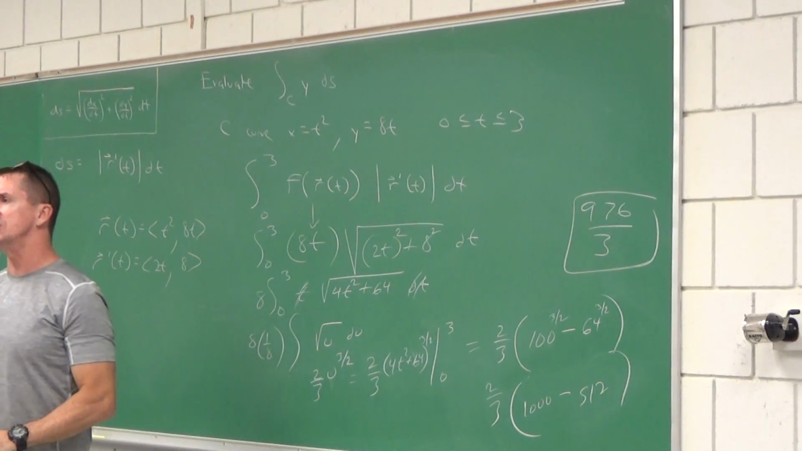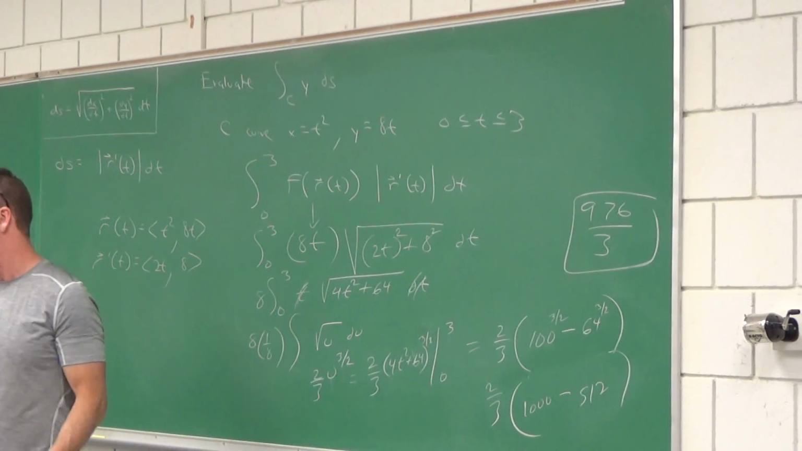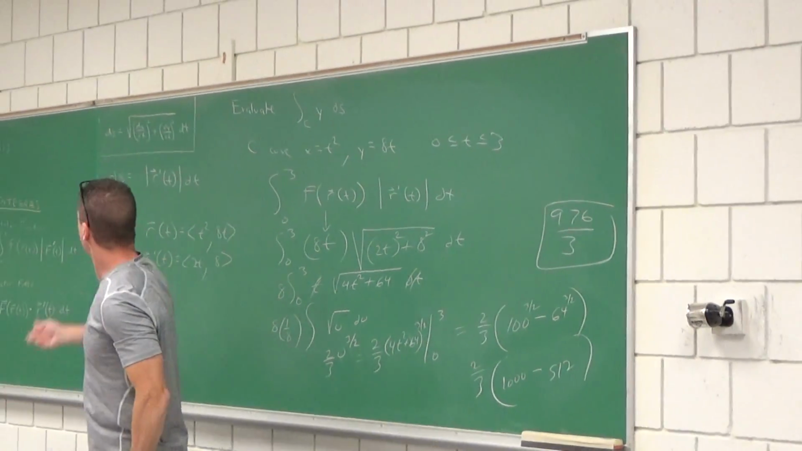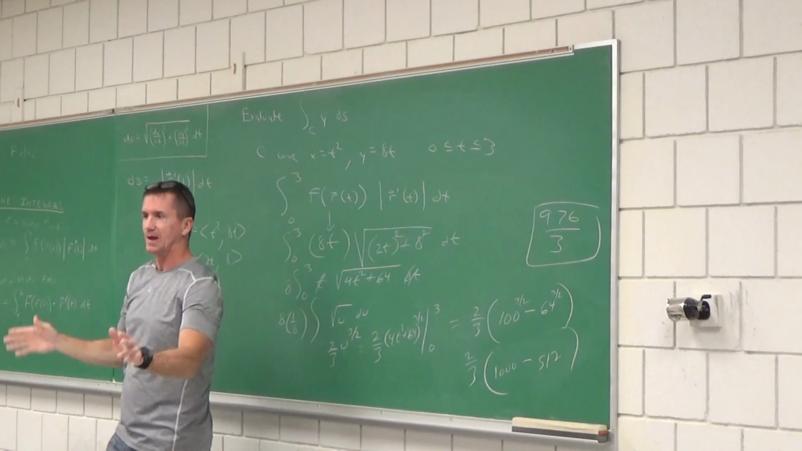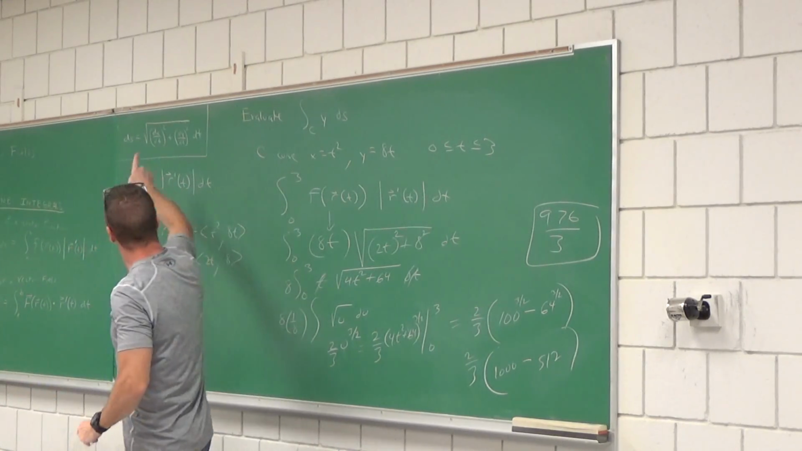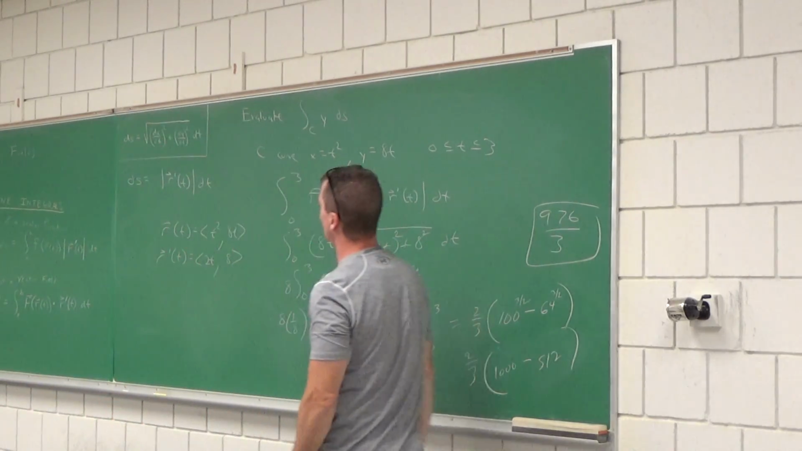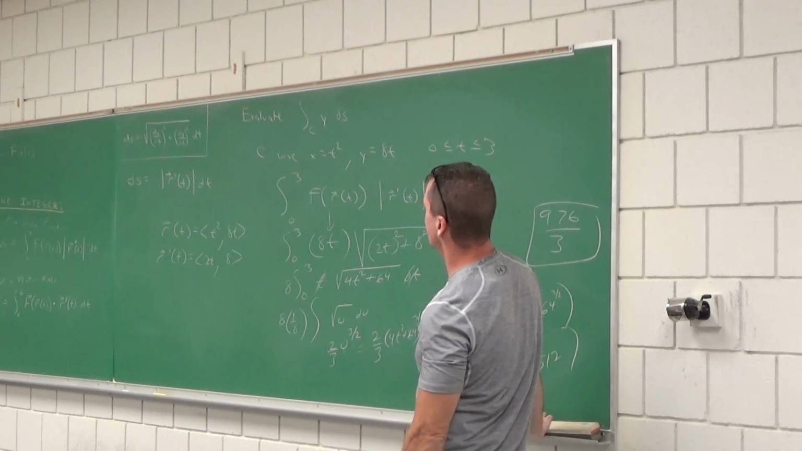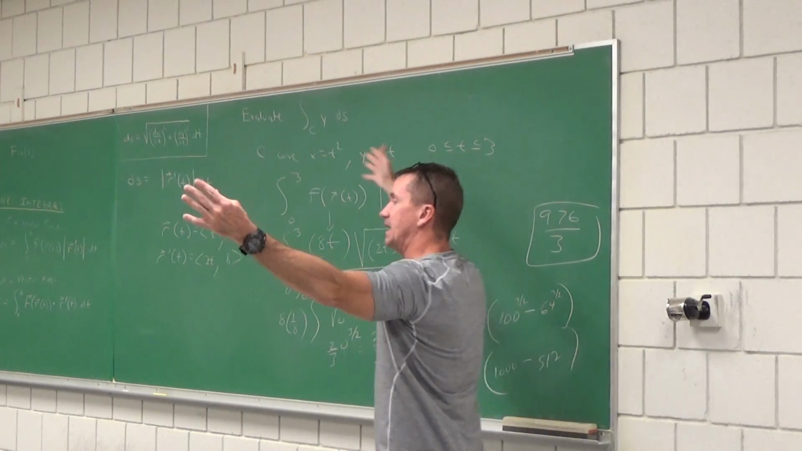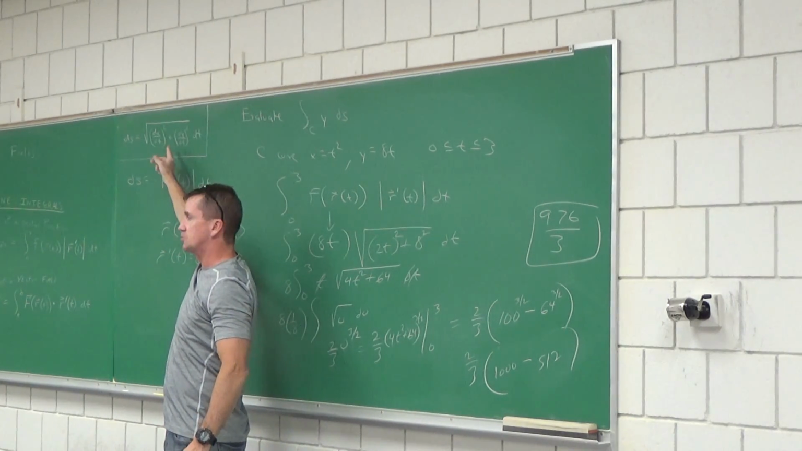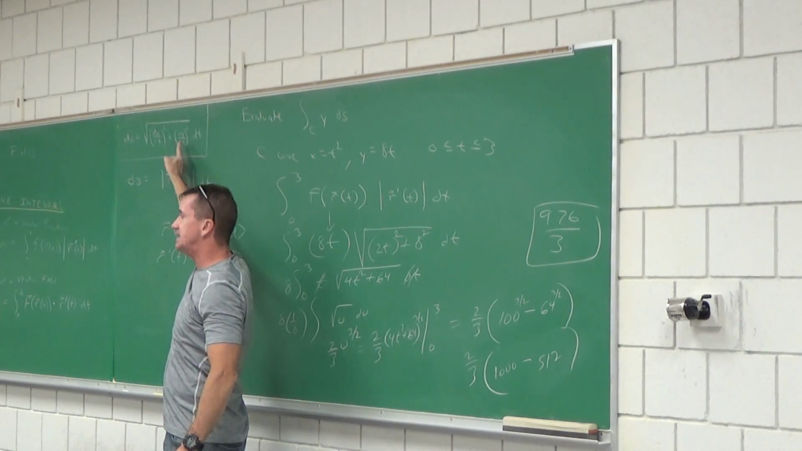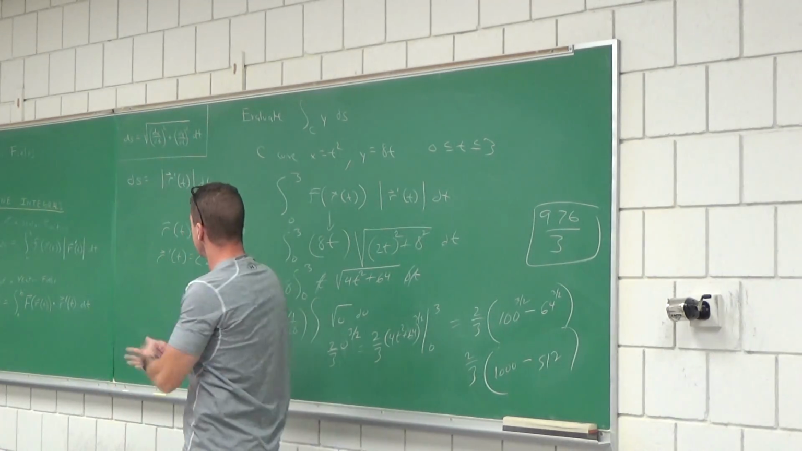The next problem we're going to do, you'll notice it doesn't have a ds. So you're not going to have to figure out what to do with that. So remember, what's the ds again? You saw us derive the square root of dx over dt. Oh, by the way, it can be three-dimensional. If this was three-dimensional, this would be the square root of dx/dt squared plus dy/dt squared plus dz/dt squared.